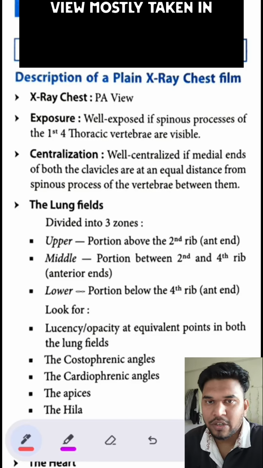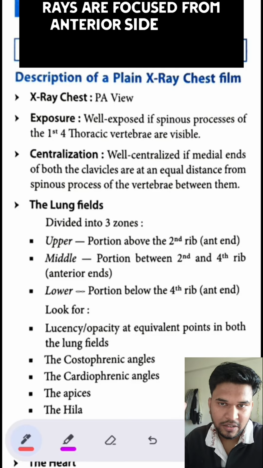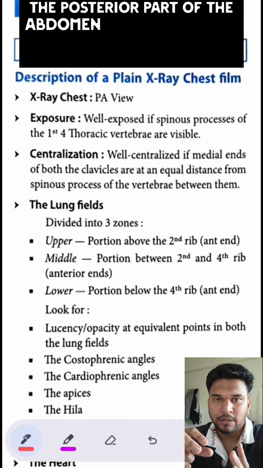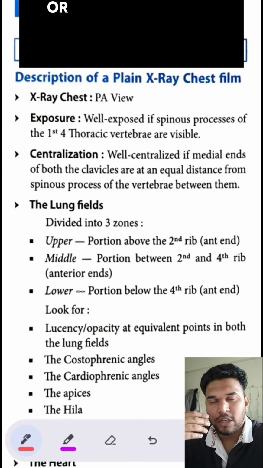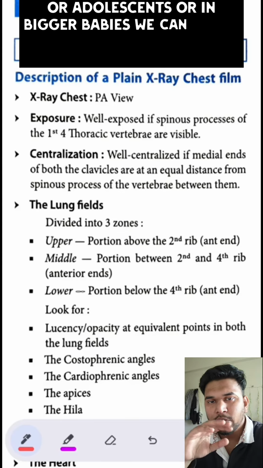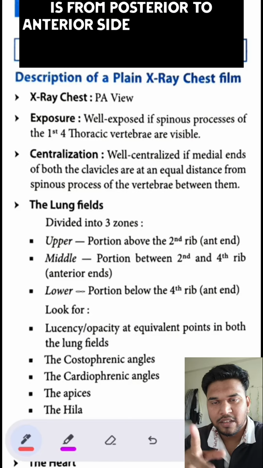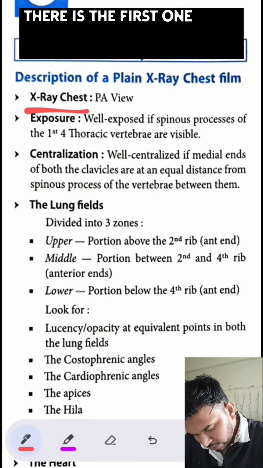Anterior-posterior view is mostly taken in neonates when the baby is in supine position, sleeping position, where the rays are focused from the anterior side to the posterior side, where a plate is placed over the posterior part of the abdomen, right? That is the back. Whereas in bigger babies, toddlers or adolescents, we can use the PA view, posterior-anterior view, where the focus is from posterior to anterior side and the plate is placed over the anterior side, right? That is the first point, the PA view.